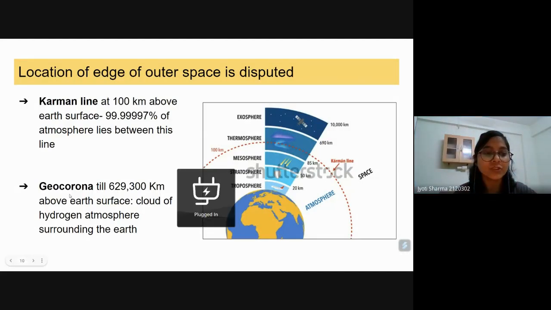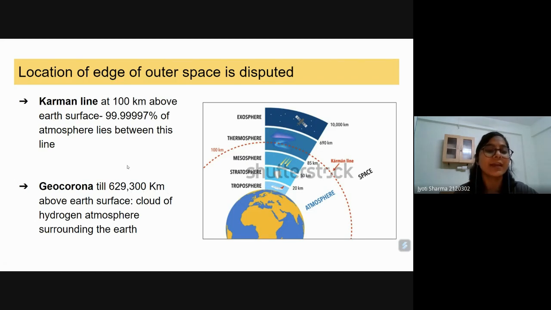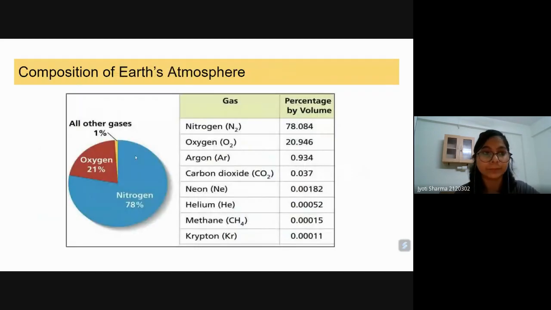The second is the geocorona. The geocorona extends to 6 to 9,300 kilometers above Earth's surface, and here there are no such gases as CO2, O2, water vapor, nothing above this height. Above this there is only a cloud of hydrogen. So we can say that because we don't have the gases that are present in the atmosphere, at that location the atmosphere ends. So this is the geocorona.